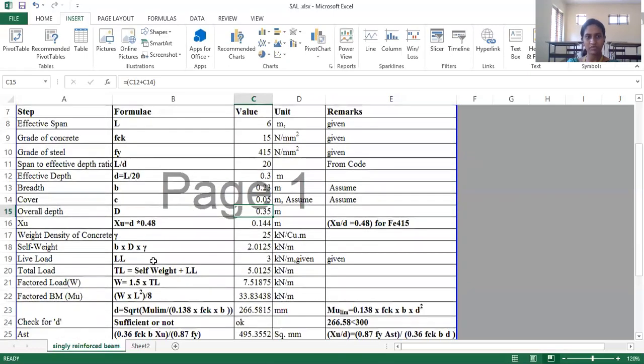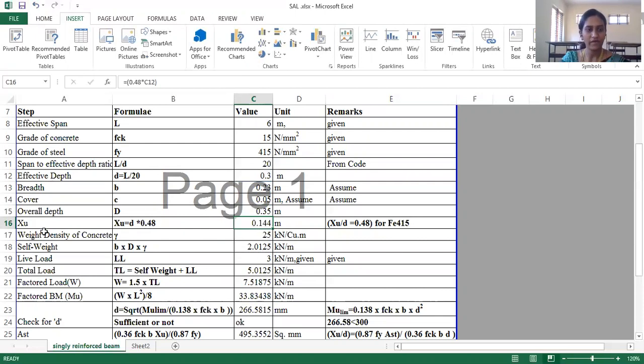Next step is to find xu. How will you find xu? By making use of xu by d. xu by d is equal to 0.48 for Fe450. So xu is equal to d into 0.48. Here I have substituted d into 0.48. Small d we got as 0.3, so 0.3 into 0.48. C12 is d, and then it is 0.48, so 0.48 into C12 you will get xu. So it is 0.144 meter we got.